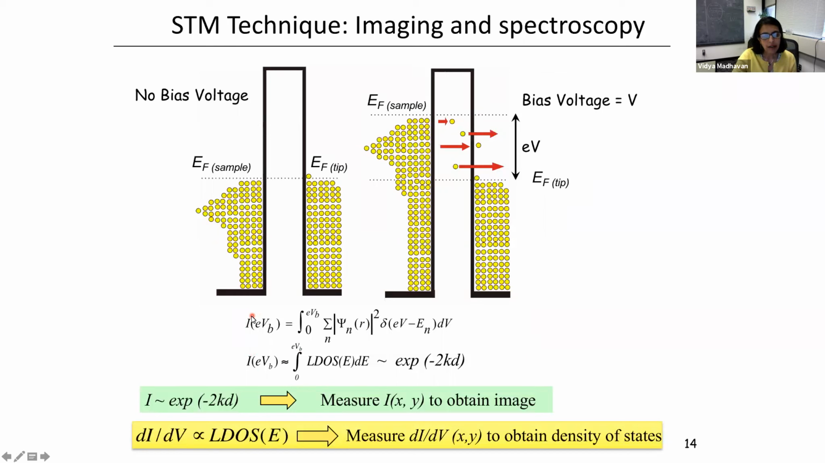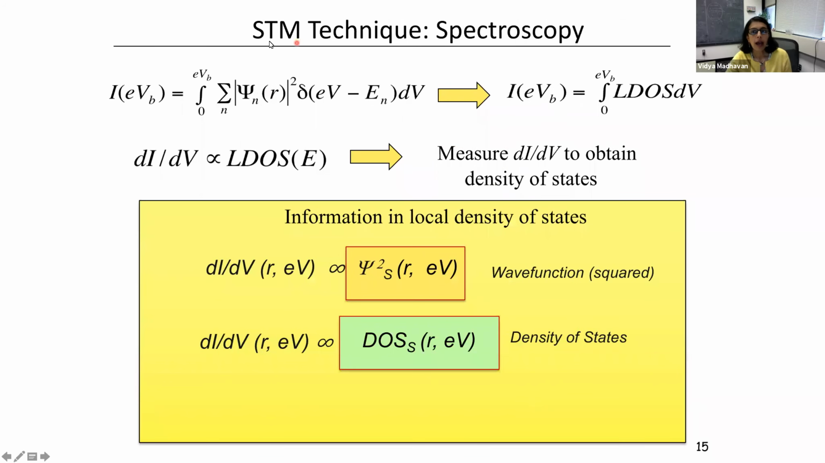Because the tunnel current is proportional to this quantity, you can show very easily that the current dies exponentially into space as a function of height. And so we can just measure the tunnel current as a function of position to obtain information on the topography. And the second kind of measurement we make is, since I is proportional to the integrated density of states, we can measure dI/dV and plot that as a function of bias voltage, and that is proportional to the local density of states.